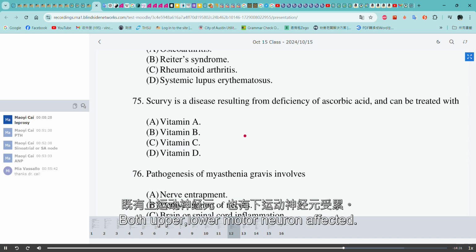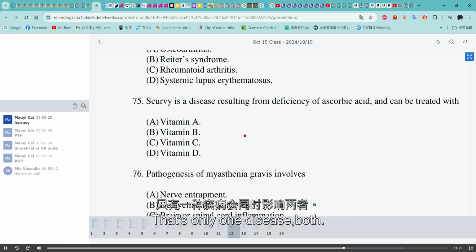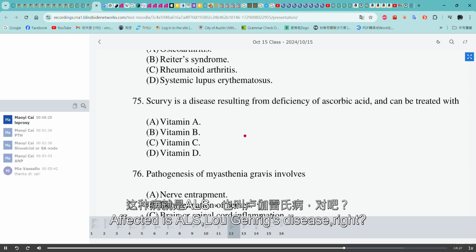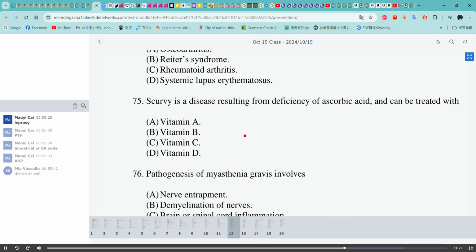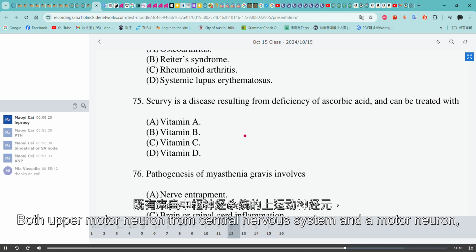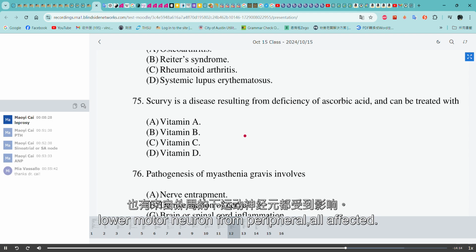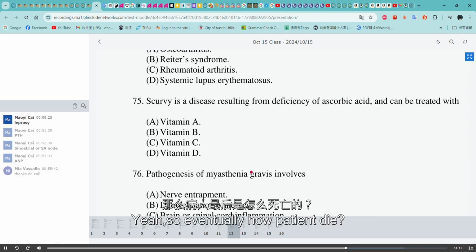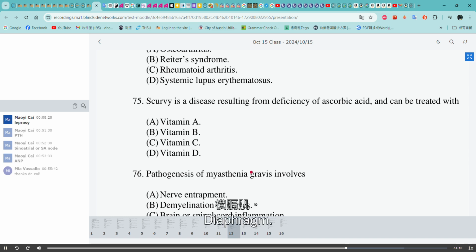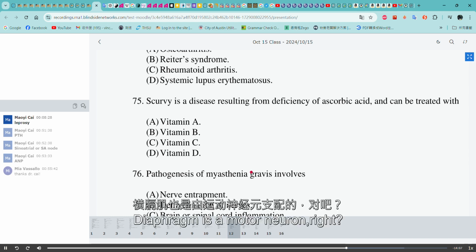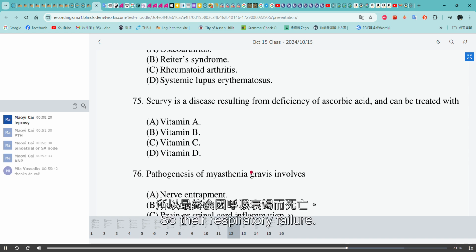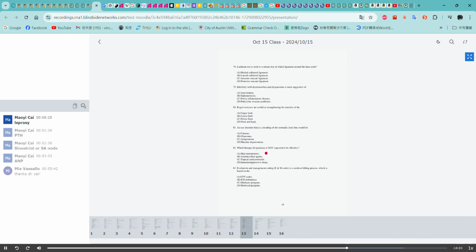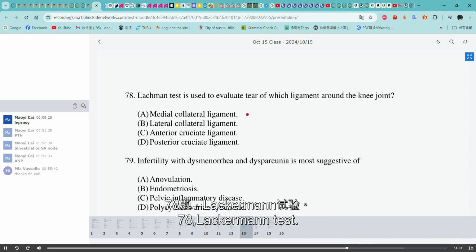77, motor neuron disease. Yeah. Both upper and lower motor neurons affected. That's only one disease. Both affected is ALS, Lou Gehrig's disease, right? Lou Gehrig, amyotrophic lateral sclerosis. Both upper motor neuron from the central nervous system and lower motor neuron from the peripheral, all affected. Yeah. So eventually, how does the patient die? Diaphragm. Yeah. Diaphragm is controlled by motor neurons, right? So they have respiratory failure. So D, 77.